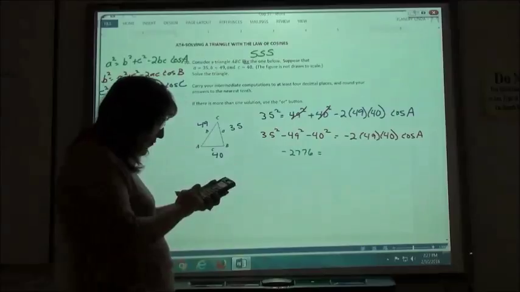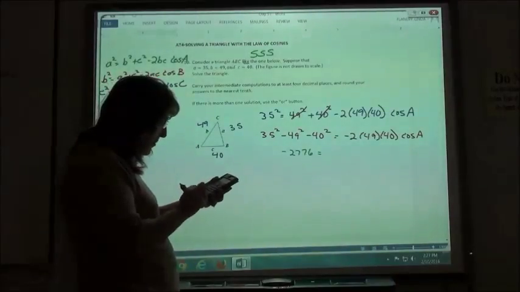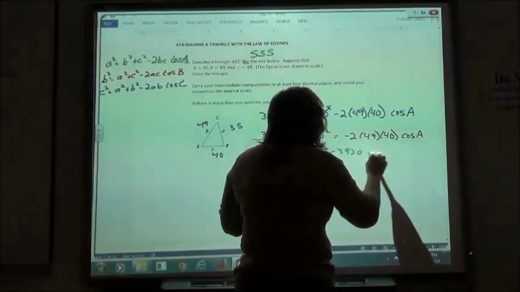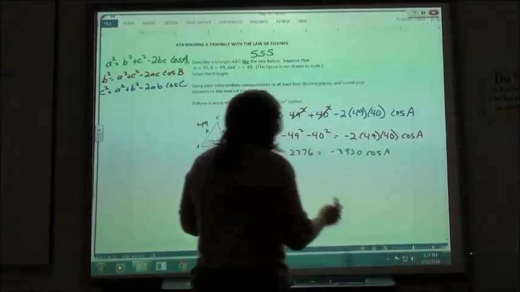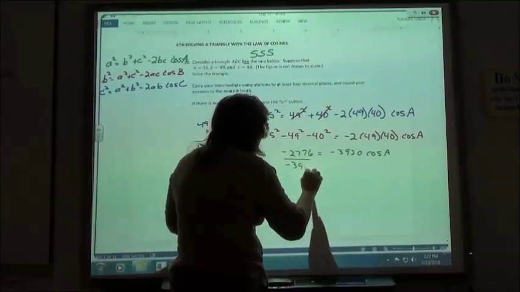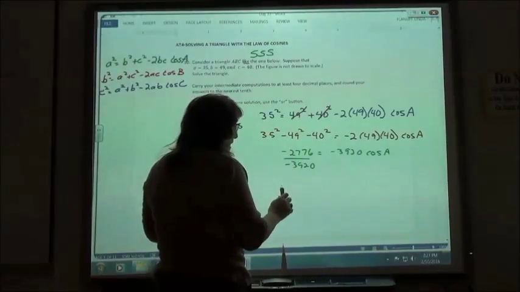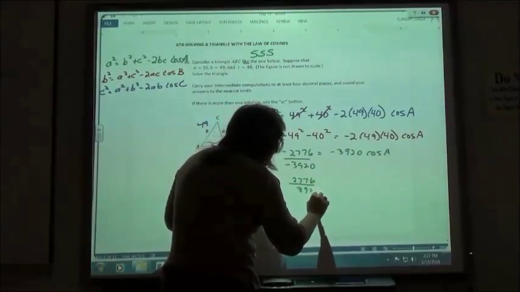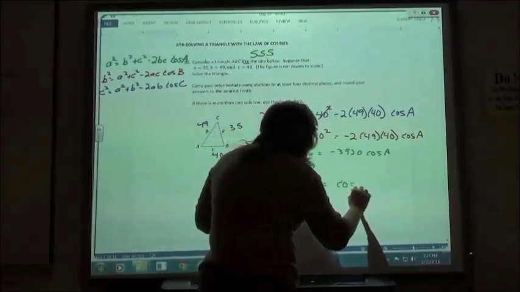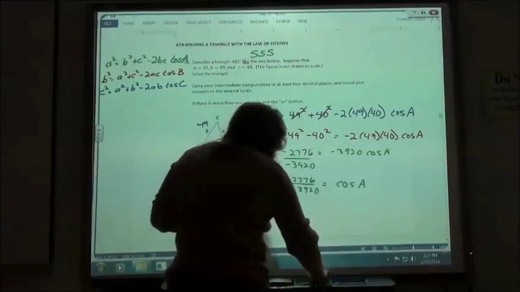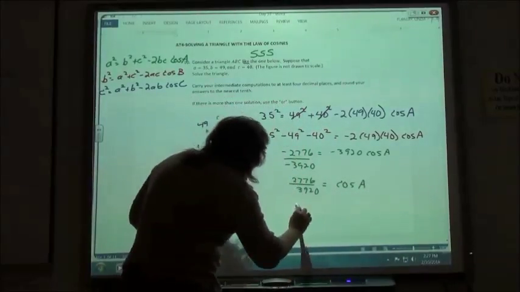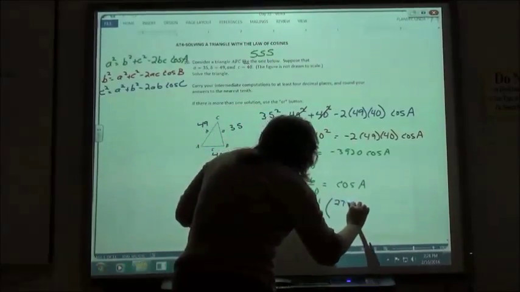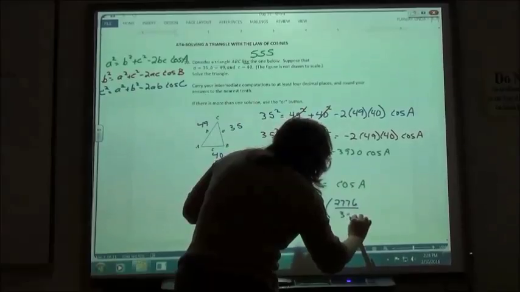Over here, negative 2 times 49 times 40 gives me negative 3,920 cosine of A. So when I divide, I'm going to have a negative over a negative. So 2,776 over 3,920 equals the cosine of A. So in order to solve that on my calculator, I end up doing the inverse cosine of that fraction, 2,776 over 3,920.